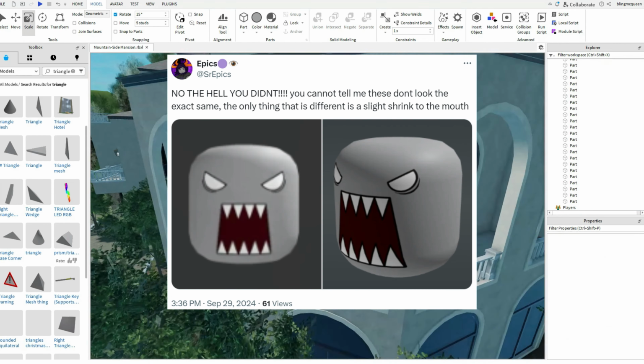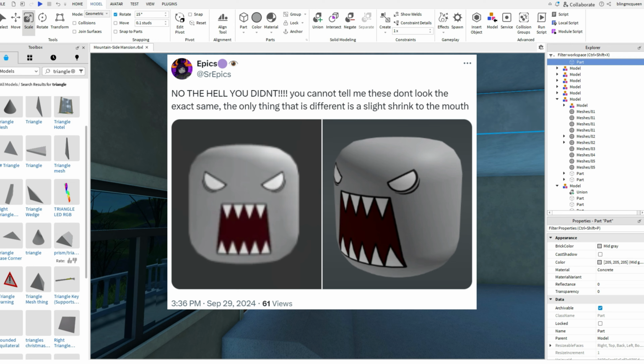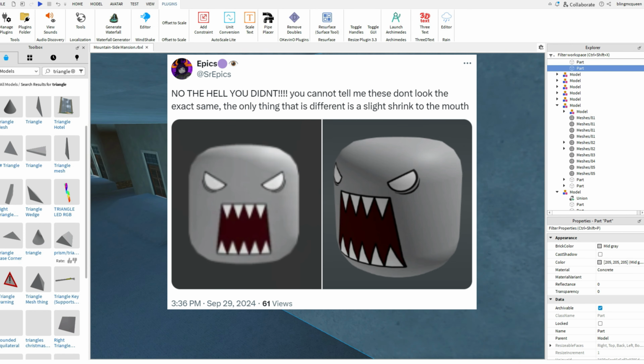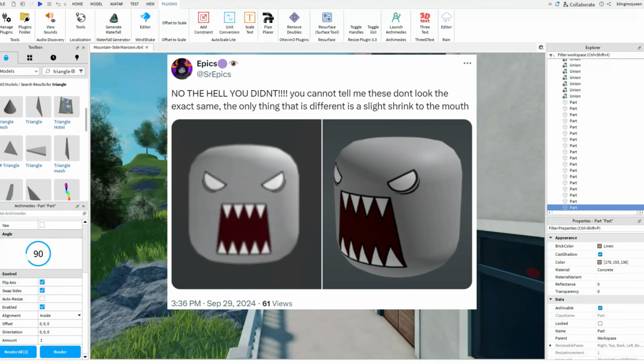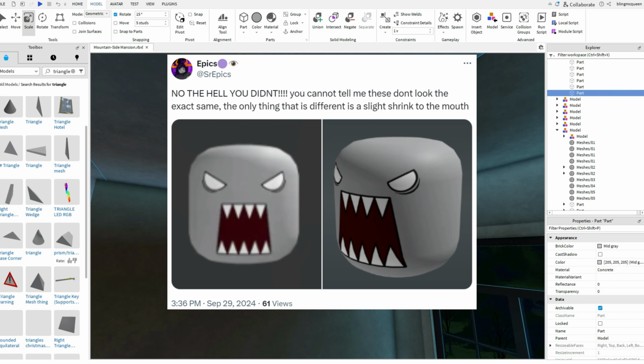Epix states, "No, the hell you didn't. You cannot tell me these don't look the exact same." The only thing that is different is a slight shrink to the mouth, with images of the two faces attached, and it's pretty obvious that these two are basically the same.